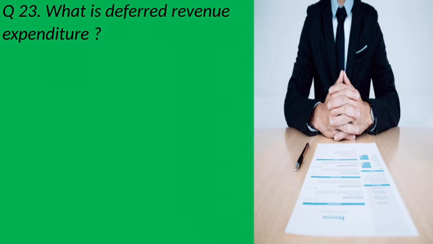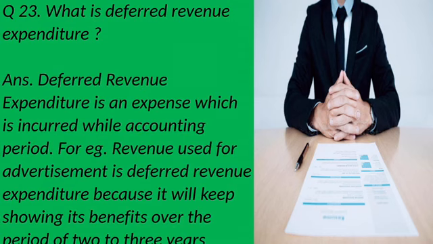What is deferred revenue expenditure? Deferred revenue expenditure is an expense which is incurred during the accounting period. For example, revenue used for advertisement is deferred revenue expenditure because it will keep showing its benefit over a period of 2 to 3 years.